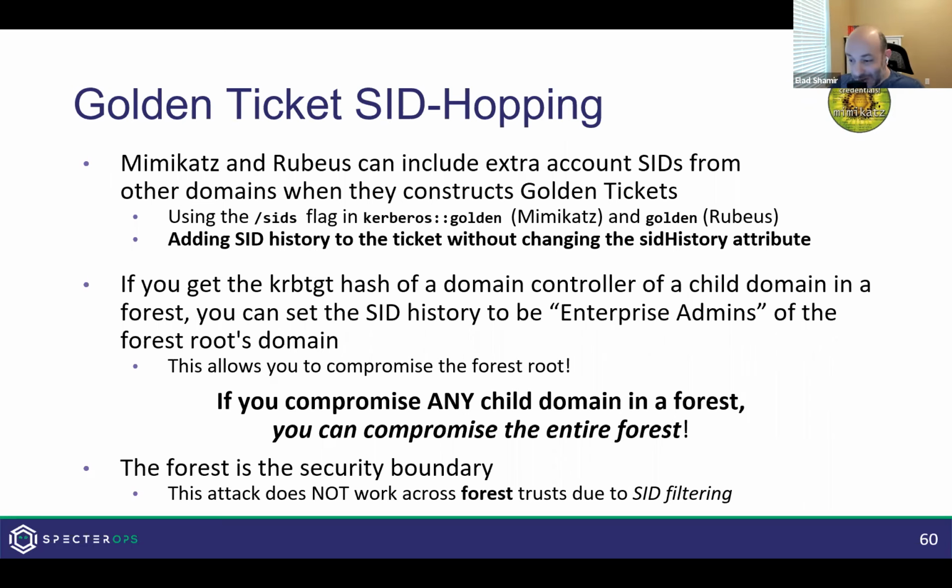And that is one reason why the domain is not a security boundary in a forest. If you compromise a domain, you can compromise the entire forest. This is not the only way to do that in a forest, but that's the most famous way to do that. If you try to do that across forest trusts, SID filtering will kick in and it will not work, at least not by default. And that makes the forest a security boundary, unlike the domain.